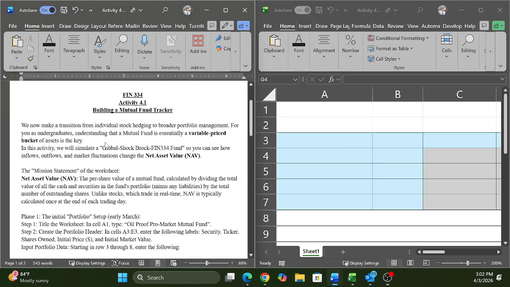Explanation of Activity 4. We now make a transition from individual stock hedging to broader portfolio management for undergrads. Understanding that a mutual fund is essentially a variable-price bucket of assets is key. So this is called a Global Shock Brock FIN 334 fund. So you can see how the inflows, outflows, and market fluctuations change the net asset value.